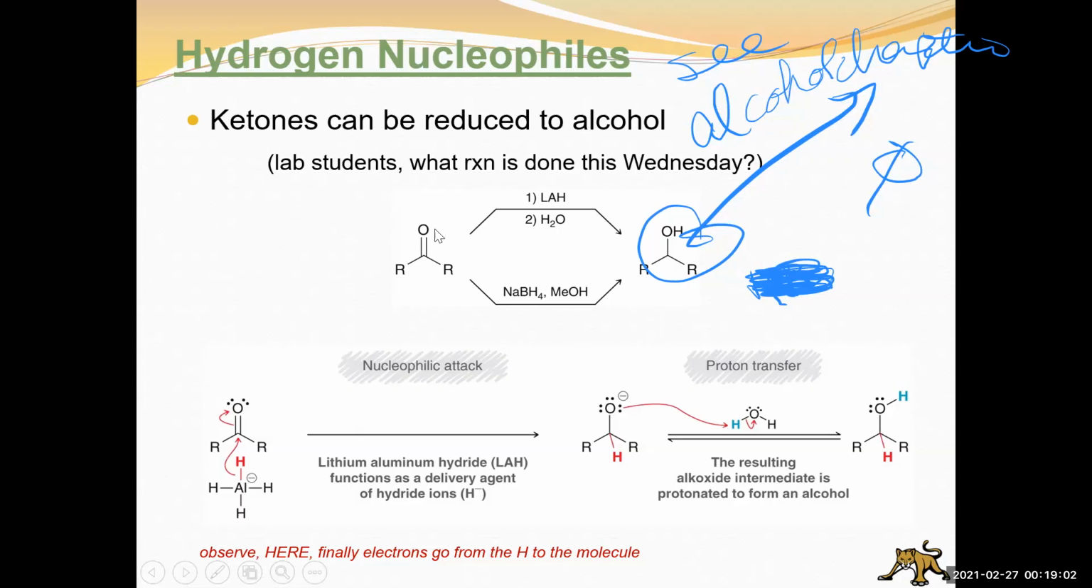Notice here, this just goes to the alcohol. It doesn't go to an acetal or a hemiacetal. It's not doing that. This is very different. If you have the alcohol and you want to come back, sodium borohydride and methanol. Sodium borohydride and methanol.